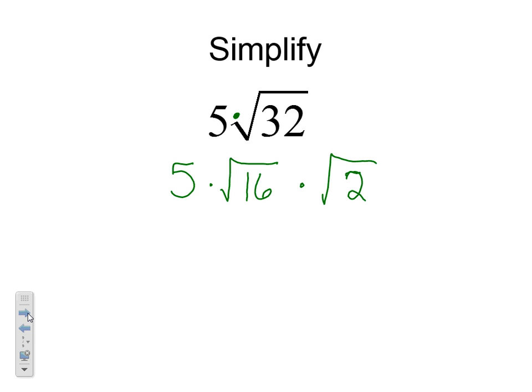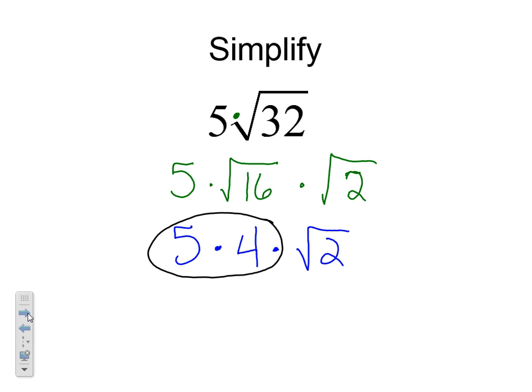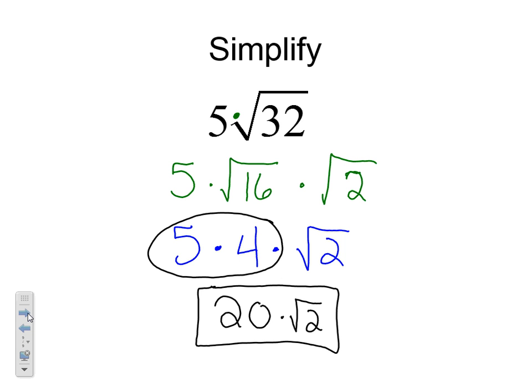We break that down. 5 times the square root of 16 is 4 times. We're going to leave the square root of 2 because there's not a perfect square that can go into it. Now, to simplify here, you have to take 5 times 4, and 5 times 4 is 20 times the square root of 2. So 20 square roots of 2. And that is our answer.